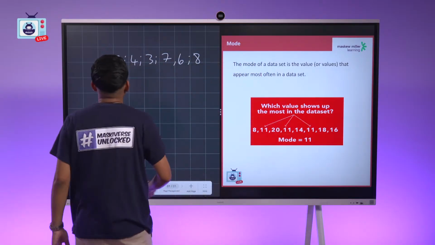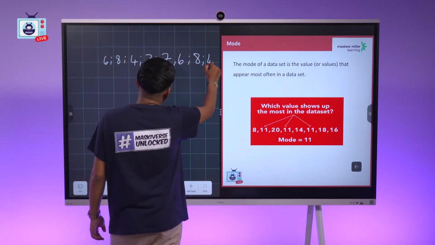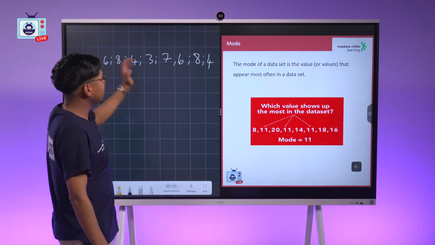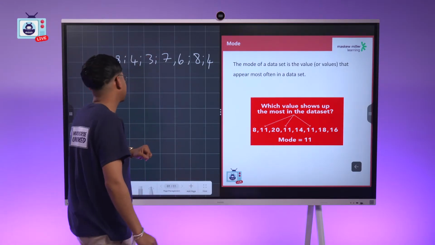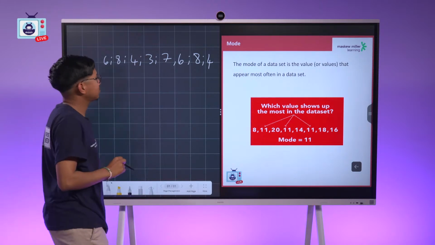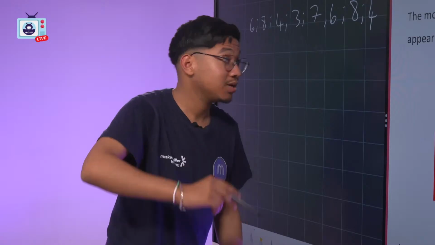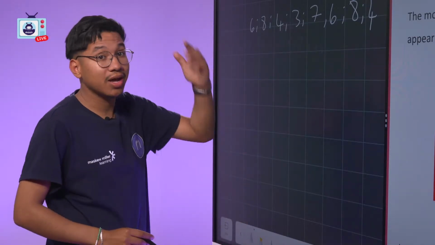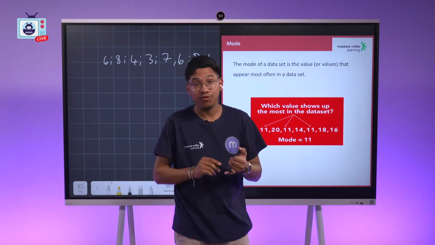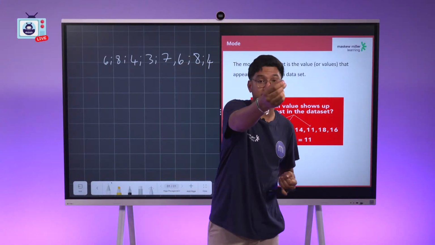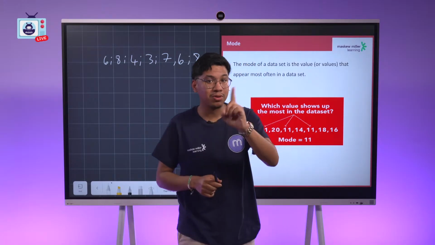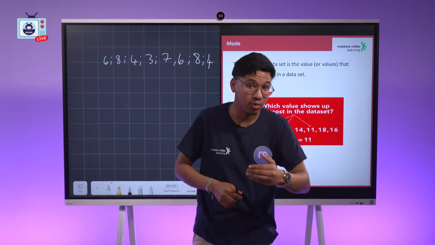I could have this. I could have 4. So now 6, 8, and 4 are appearing twice. And 3 and 7 are appearing once. So your mode in this case is now 6, 8, and 4. So don't be tricked. There doesn't have to be a mode, even though the question asks for the mode. There doesn't only have to be one mode. There can be more than one mode as well.